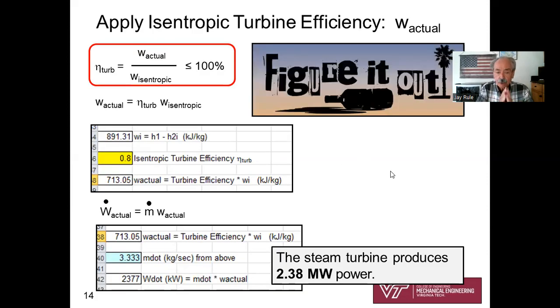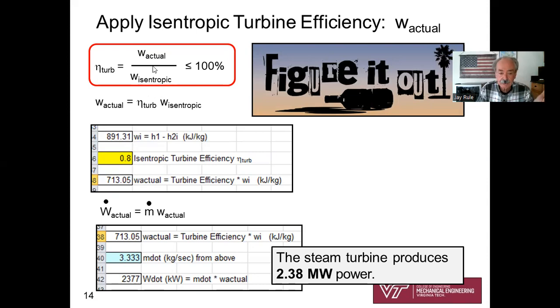Next, what's the turbine efficiency? My claim is you should be able to figure this out without going to your formula sheet and without even going to your textbook. Turbine efficiency, it's a ratio. It's always going to be a number less than or equal to 100%. So you can figure out, what kind of turbine would give me the maximum possible power? Maximum possible power would be the reversible adiabatic situation, a reversible turbine.